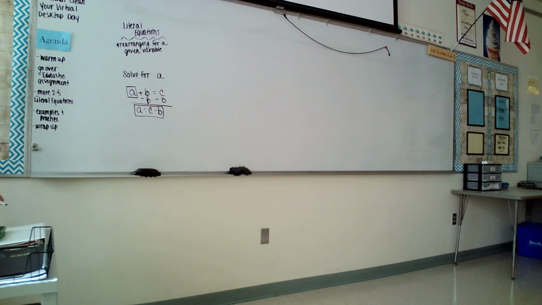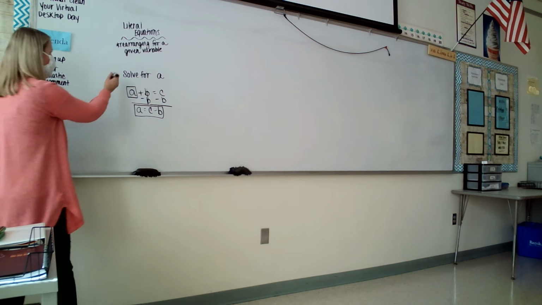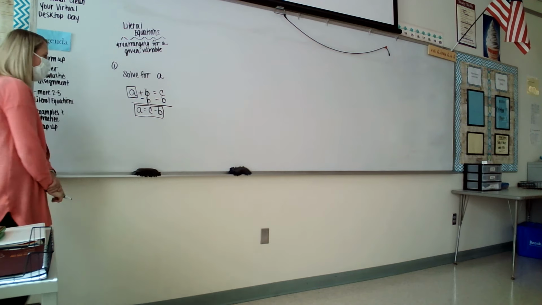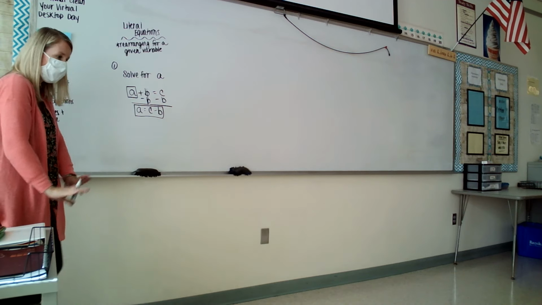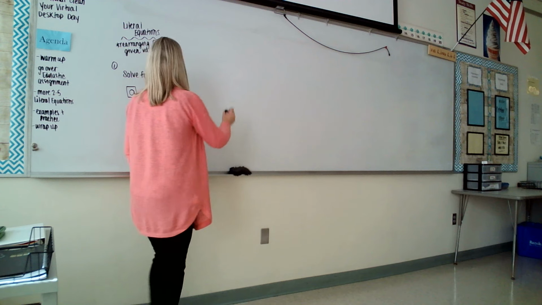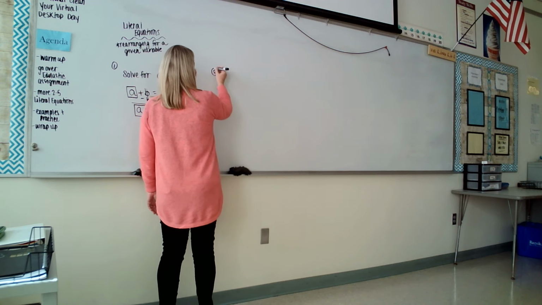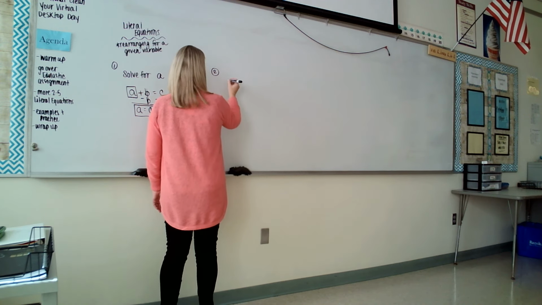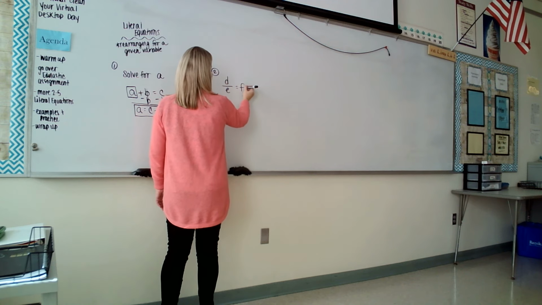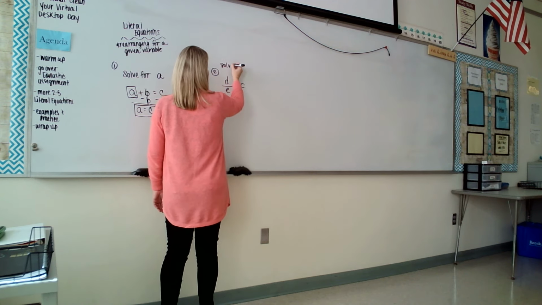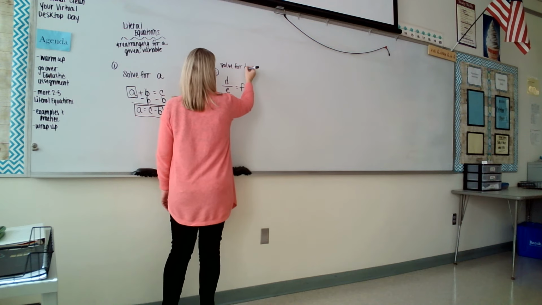Any questions with the first one? I'll number them so I can refer to them. Any problems? Okay. So let's try another one. Not going to be terrible, but we just want to make sure we're okay with the general idea. D over E equals F, and I want to solve for D.